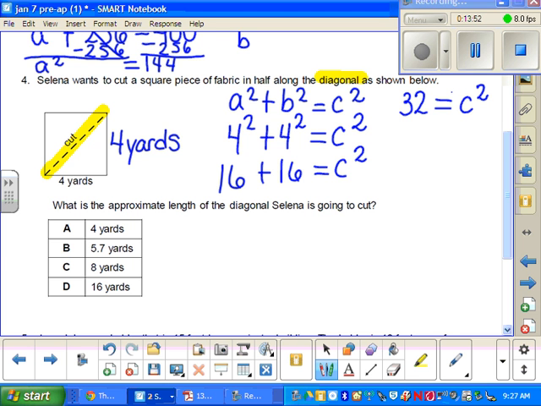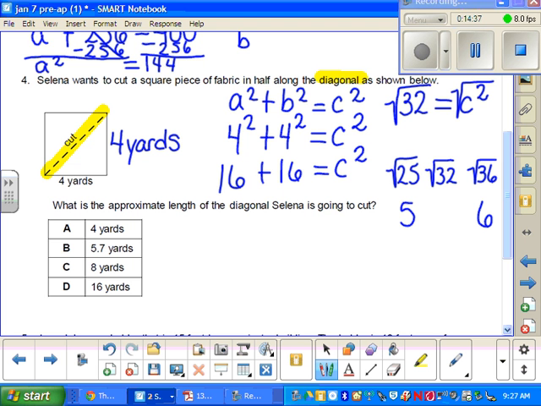So our very last step we have to do is take the square root on both sides. But if you notice, the square root of 32 is not a perfect square. So we're going to look in our journal and try to figure out what it's going to be, and we're going to just estimate what C is. So 32 would be between the square root of 36, which is a perfect square, and also the square root of 25. So the square root of 25 is 5, the square root of 36 is 6, so we know it's going to be between 5 and 6.